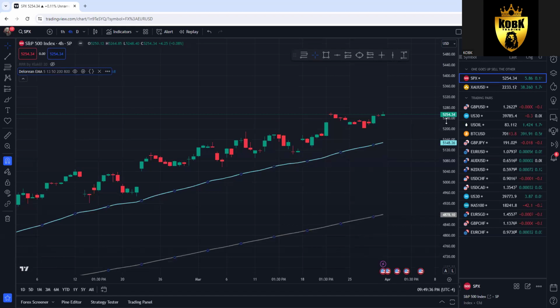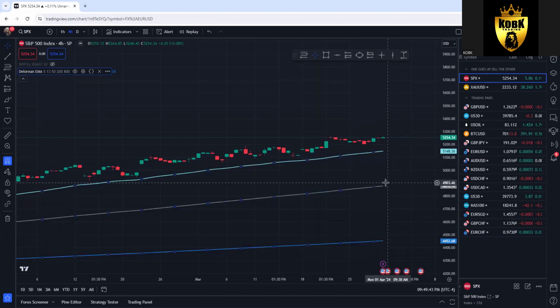Here's price right here. Price is 5254.34, and it is above my lines, my aqua, my gray, and blue. Now, the name of the class again is AGB. AGB stands for aqua, gray, blue.